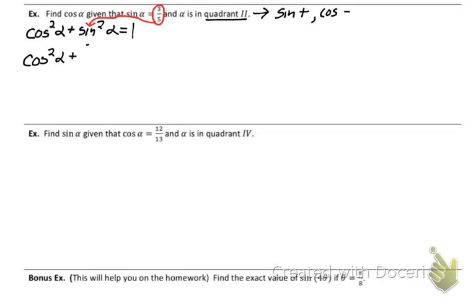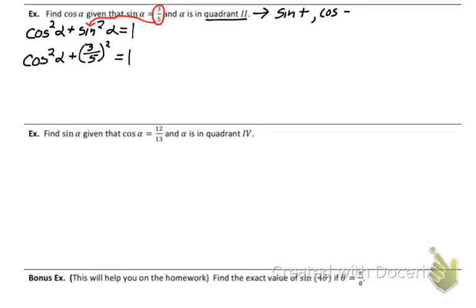So we are now going to have cosine squared alpha plus, sine alpha should no longer be in there, we should just have 3/5 squared. And that's going to equal 1. From here on out, it's just regular algebra. It is just solving for cosine squared alpha. It's almost like if I put x squared there, same solving.